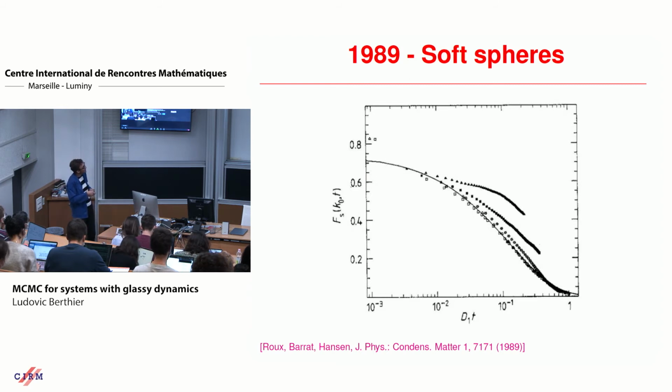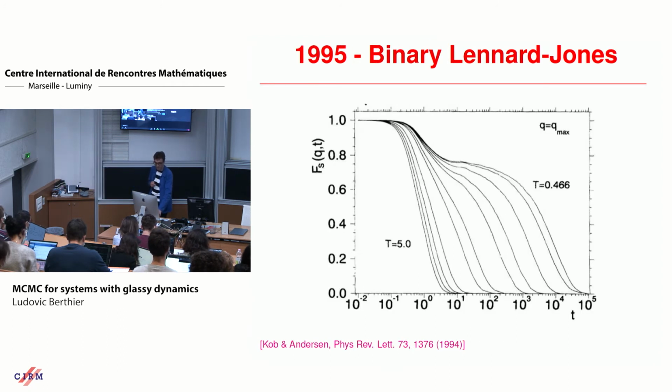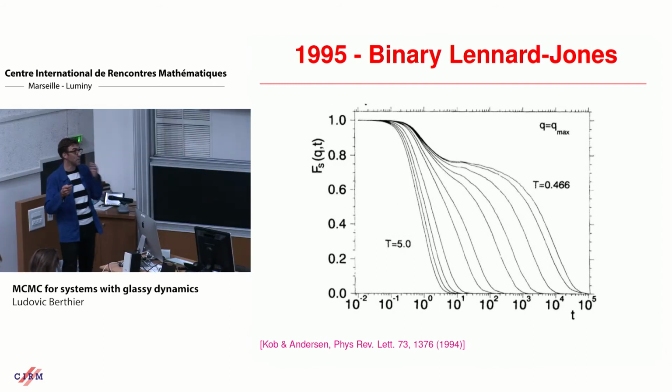And the range of growth of this timescale is a factor of 2 or 3. So it's really the beginning of computer simulations. This paper has been cited hundreds, maybe thousands of times. So it's a binary Lennard-Jones system.